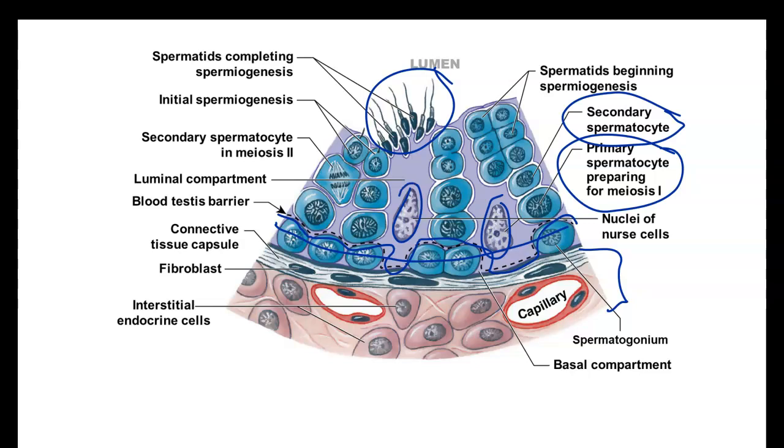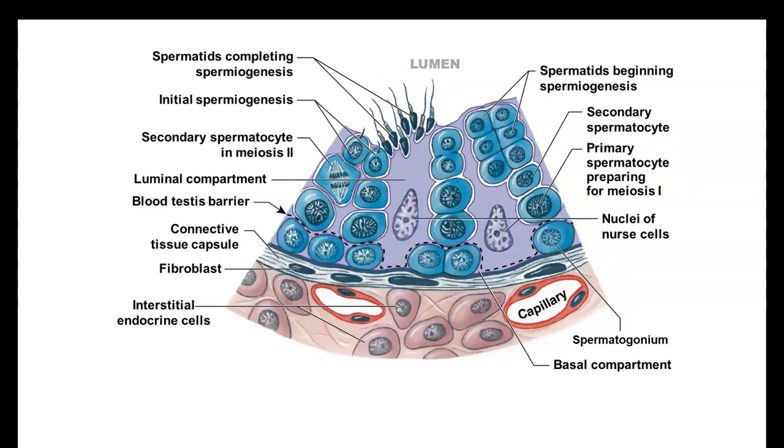Also, what you see in here, you're going to see those nurse cells or Sertoli cells right here. Remember, those are going to be the ones that are there to help nurture. They provide nutrition, they provide support, they help with that blood-testis barrier, and they perform phagocytosis if needed.